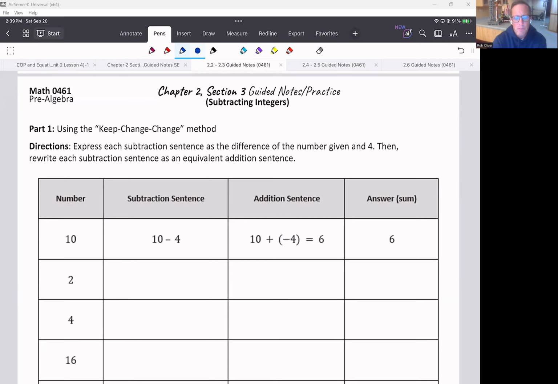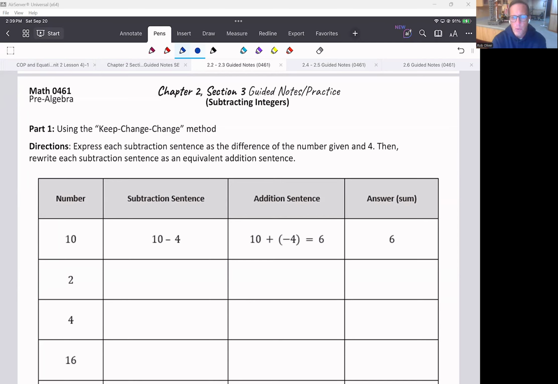You definitely want to spend a little bit more time thinking about this and working on this because these are the ones that kind of throw people off. So in part one, what I have in the notes here is: use the keep-change-change method. And in the directions, I say express each subtraction sentence as the difference of the numbers given and 4.